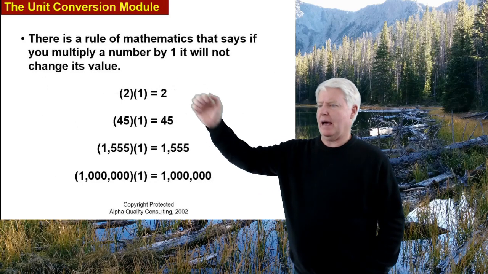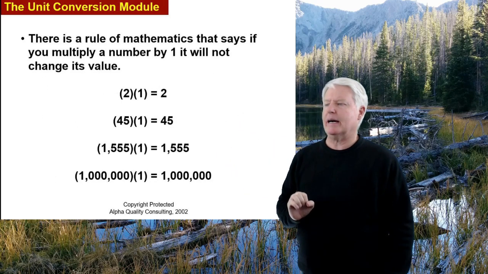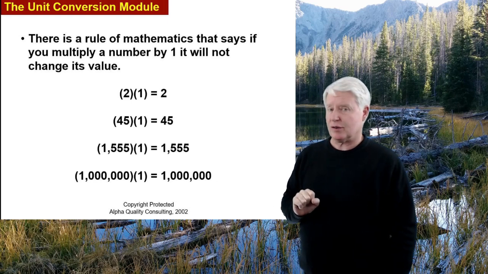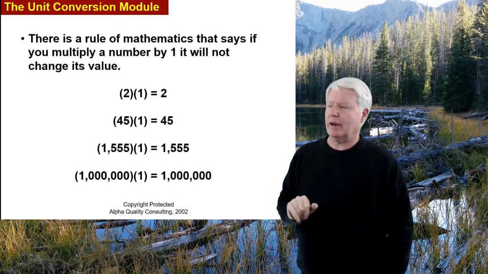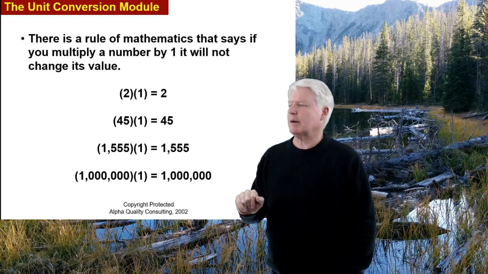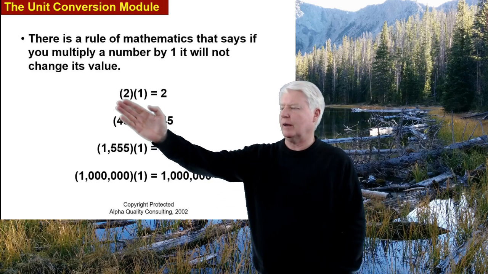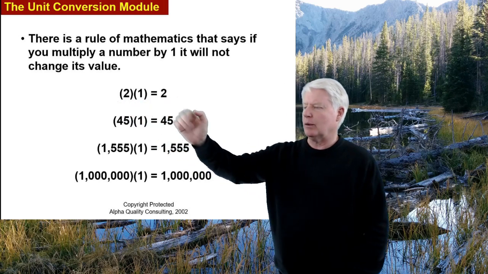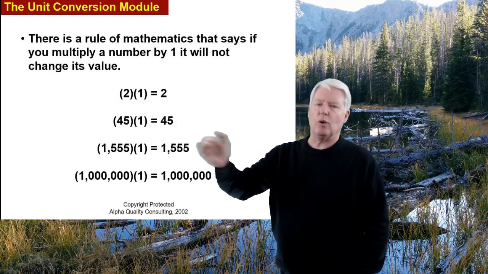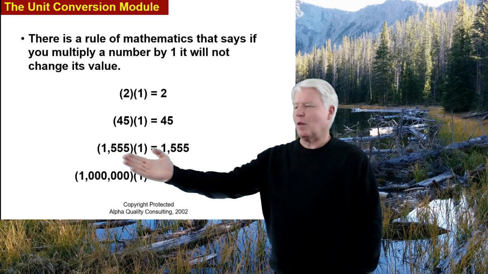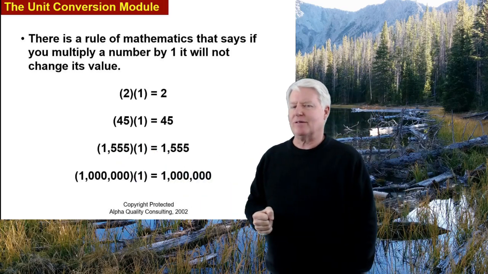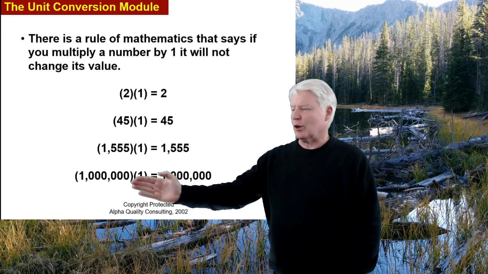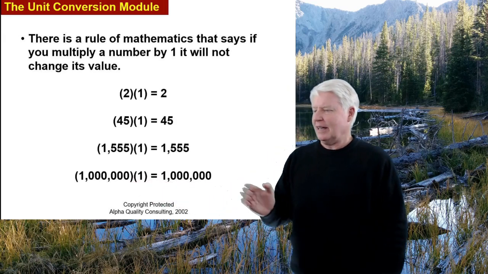There is a rule of mathematics that says if you multiply a number by 1, it will not change its value. So 2 times 1, I could say a value of 1 actually. So if you multiply a number by a value of 1, it does not change its value. Example, 2 times 1 equals 2. 45 times 1 equals 45. 1,555 times 1 equals, you got it, 1,555, and of course 1 million times 1 equals a million.